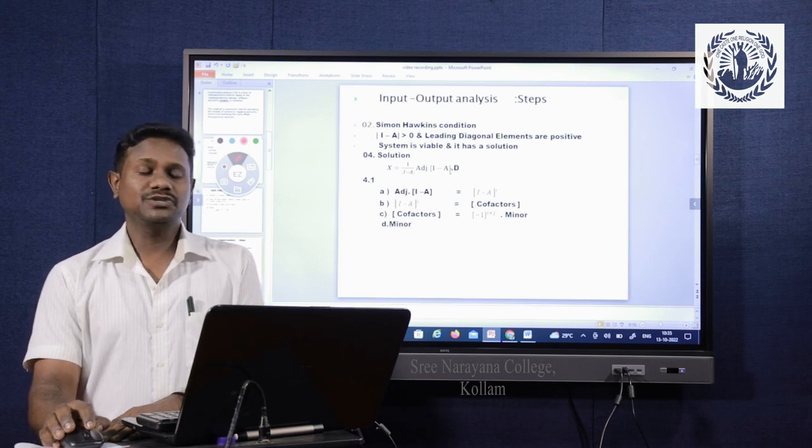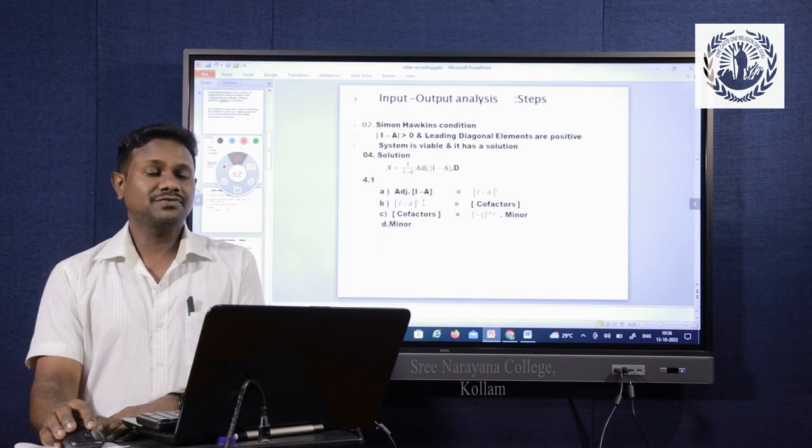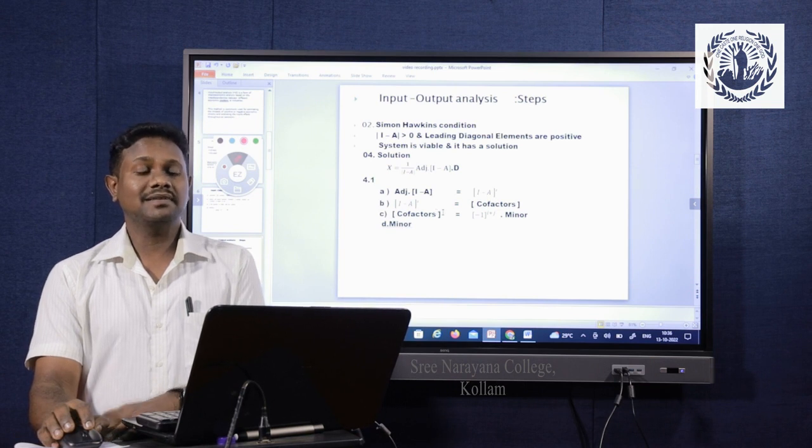And for the solution, we should find out the following technical aspects. First one, the adjoint of I minus A. How do we get the adjoint of I minus A? It's by identifying the cofactors of I minus A and taking the transpose. The adjoint of I minus A can be obtained from the transpose of I minus A, and that can be obtained by arranging the cofactors of the matrix.